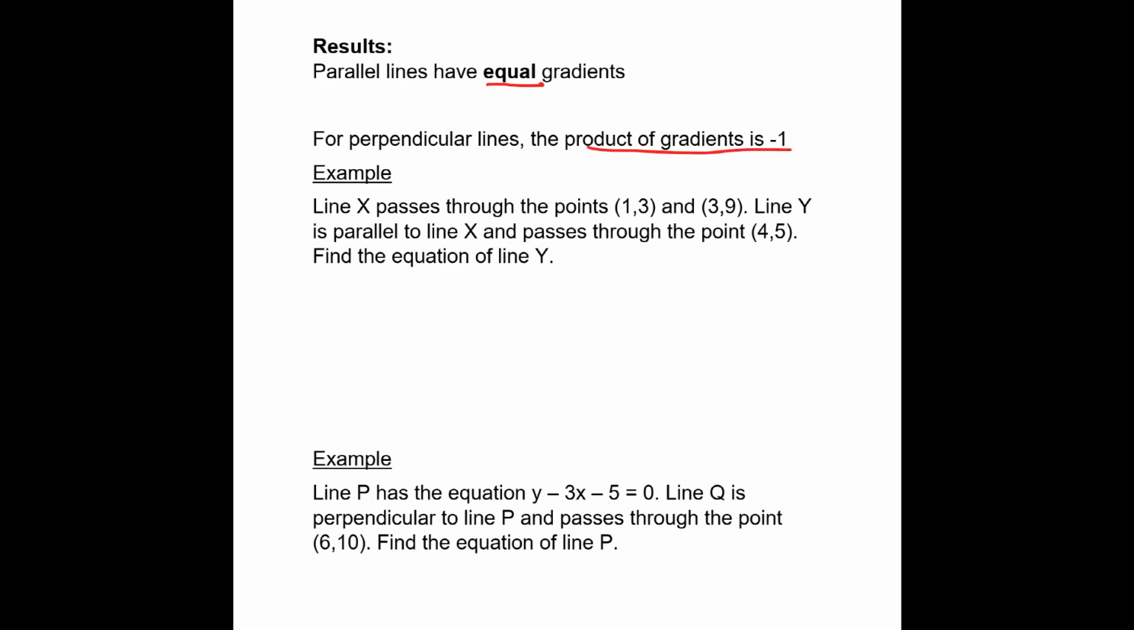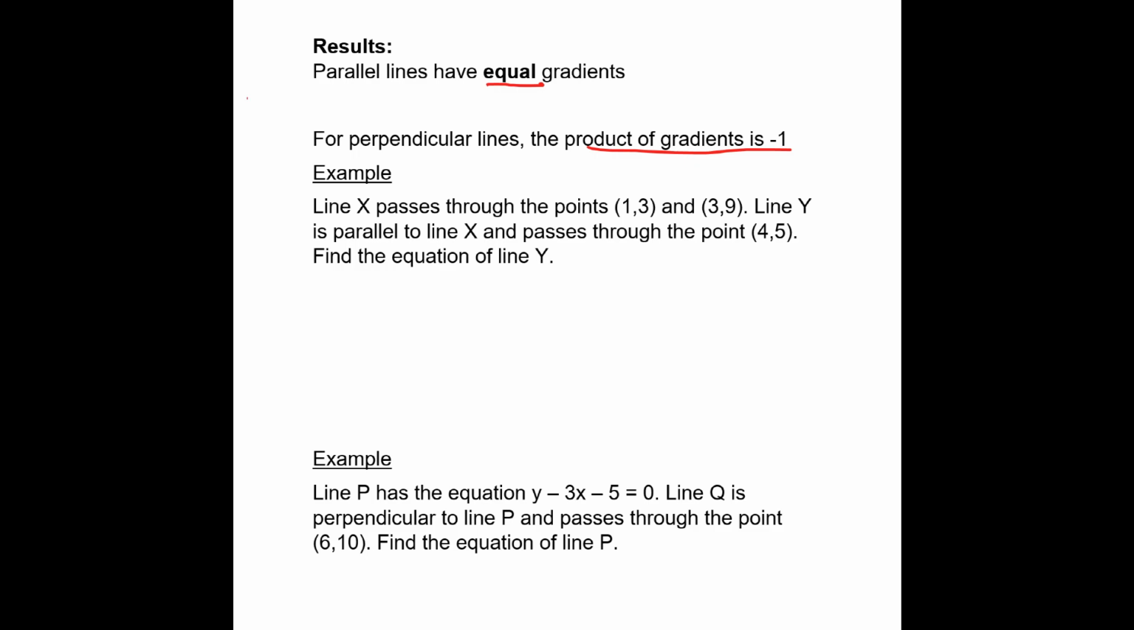Now let's have a look at some GCSE examples. These would be grade A or A star questions. For example, line X passes through the points (1, 3) and (3, 9). Line Y is parallel to line X and passes through the point (4, 5). We want to find the equation of line Y.